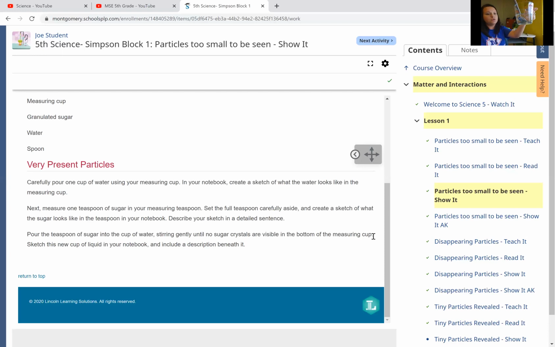So now it says to sketch this new cup of liquid in your notebook and include a description beneath. Before I stirred it, this is what it looked like separately. So I'm only going to do the after. In the after, I'm going to draw my little spoon with my sugar going down. And I'm just going to leave it like that. After stirring gently, my sugar mixed in with my water. After stirring, my sugar dissolved into the water.